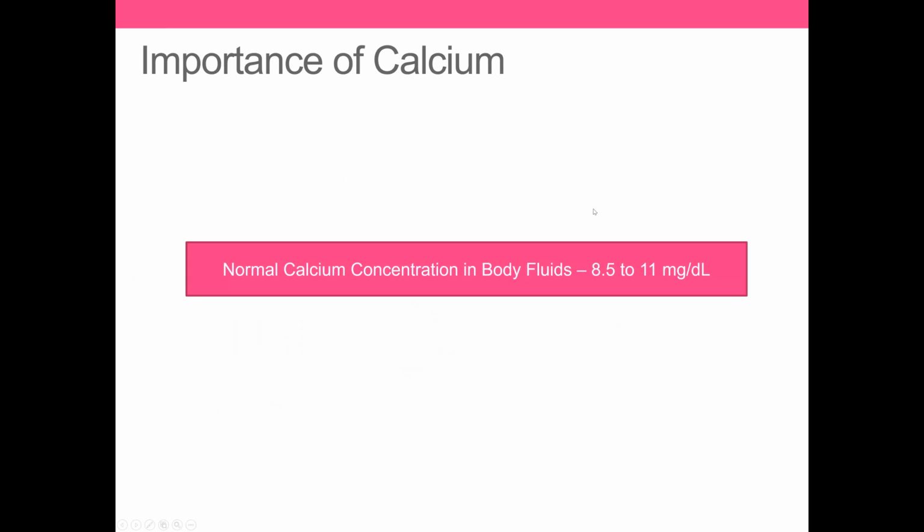So calcium, as I just alluded to, is super important, and here are some numbers you need to know. The normal calcium concentration in your body fluids, like your blood and your interstitial tissue, is 8.5 to 11 milligrams per deciliter. Remember those numbers, 8.5 to 11 milligrams per deciliter. This is the homeostatic level of calcium.